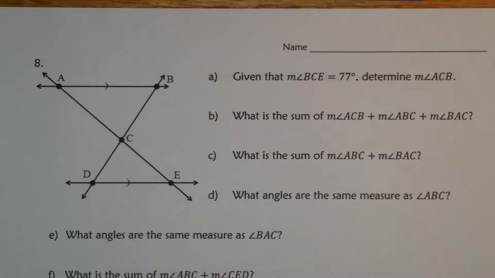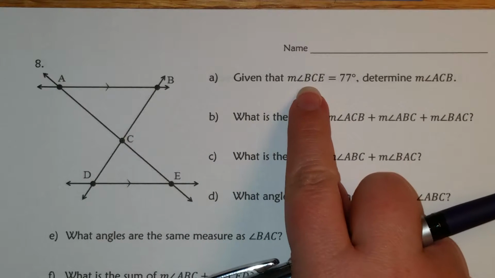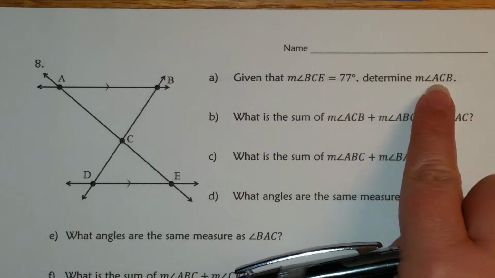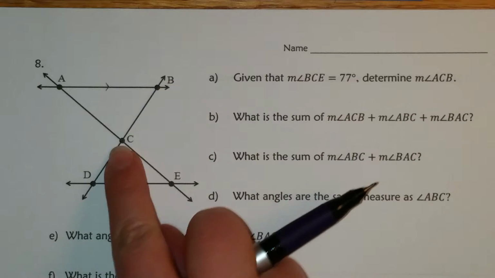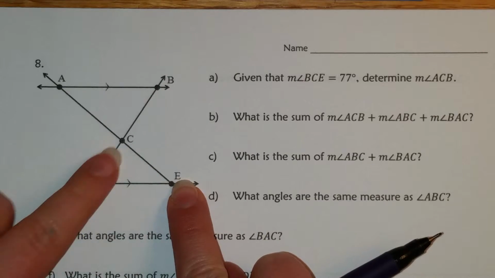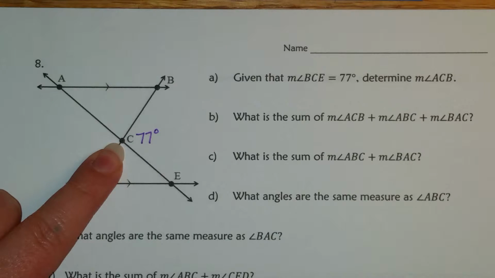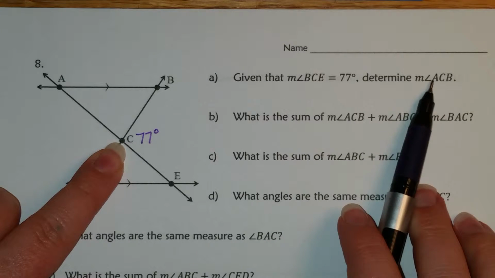So let's take a look at number 8. So we've got the same thing that we've been seeing in previous problems. Given that angle BCE is 77 degrees, I need to determine ACB. So BCE is this angle. I am saying that this angle is 77 degrees, and it wants me to find ACB.